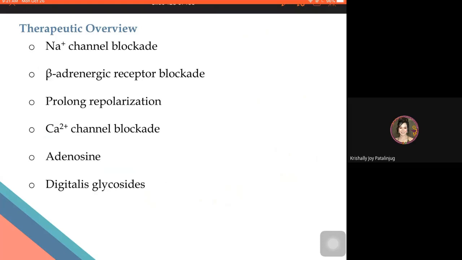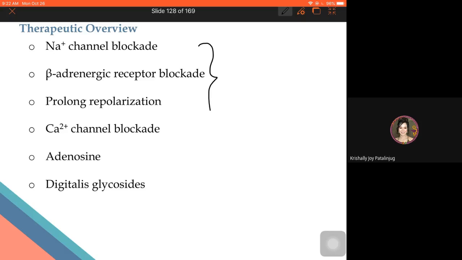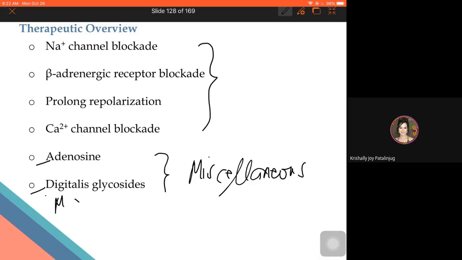Next, for the therapeutic overview, I have already introduced this in the part 2 lecture video. We will discuss them one by one. Aside from the four major classifications of antiarrhythmics, we will also discuss the miscellaneous agents, like adenosine and the digitalis glycosides, digoxin. Also included here are magnesium ions and potassium ion, so we will discuss the actions of these ions in relation to antiarrhythmic actions. This will serve as the general flow of the lecture on antiarrhythmic agents.